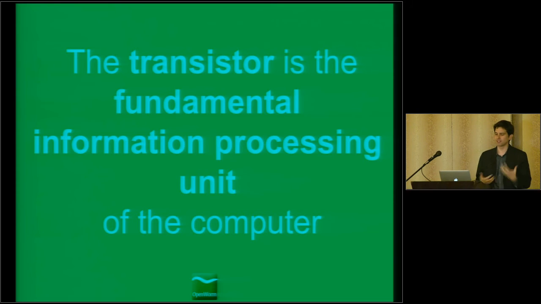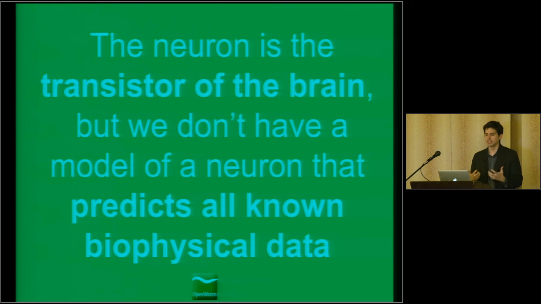So we think of the neuron as the transistor of the brain, but we still aren't satisfied that we have a model of a neuron that predicts all known biophysical data, okay? That might be a strong statement. Folks are free to disagree, but what we think is that a model needs to accurately represent reality, right?